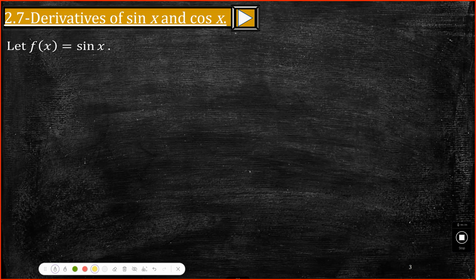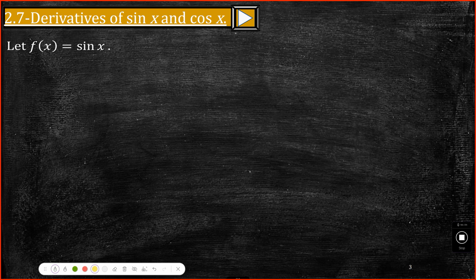Okay, so lesson 2.7, derivatives of sine x and cosine x. What are the derivatives of the functions sine x and cosine x? I'm going to do a proof of what the derivative is. This is just kind of not necessary. I can just give you what the derivative is, but I think it's pretty good to understand where it comes from, algebraically speaking. So here it is.